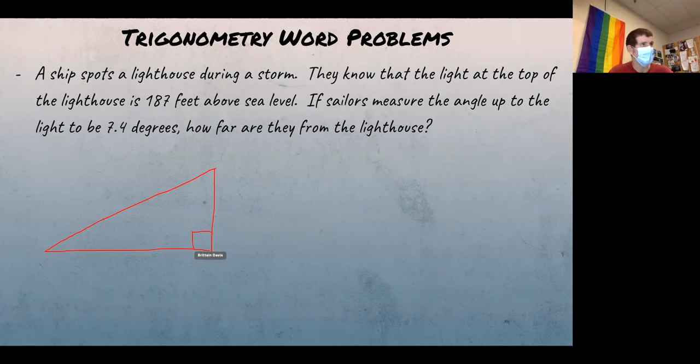Now, I'm just drawing a right triangle, but I could make it look different. That doesn't really matter. All right, so if I asked you guys where to put this information, this 187 feet, 7.4 degrees, maybe some of you right off the bat could tell me where that goes in the triangle. But to make it make a little more sense, I'm going to use some artistic skills here, and I want to actually model what's happening in this scenario.